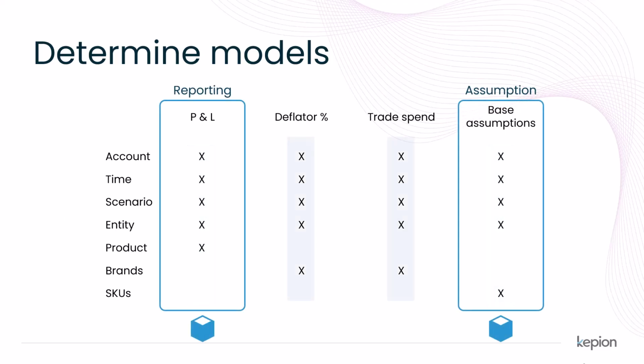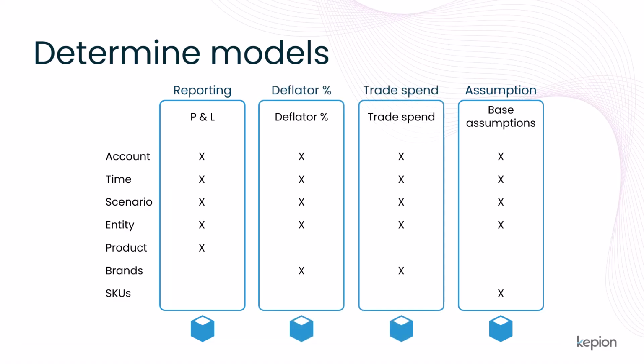The deflated % and trade spend forms, on the other hand, use all the same member lists and could belong to the same model. However, as their purposes are very different, we'll separate them as well to keep the data better organized. Note that this is just a matter of preference, and the way we make decisions like this will vary based on the requirements of the project.